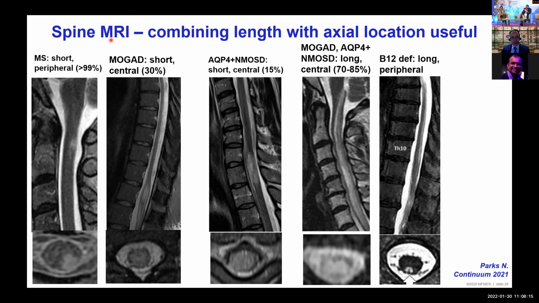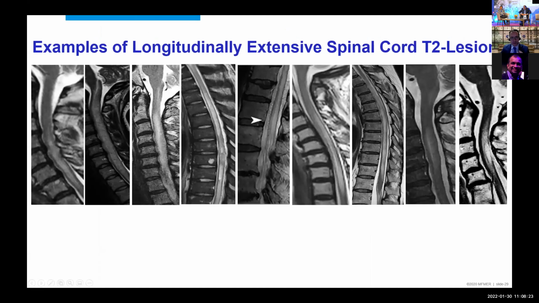So combining the length of the lesion with your axial location is going to be very helpful in determining what the etiology of the myelopathy is. And if I was to poll the audience here, I have about 10 different longitudinally extensive lesions here. If I was to say to the audience, what are all of these? They would say they're all aquaporin-4 or MOG maybe. But actually there's a wide variety of different etiologies scattered across this image.